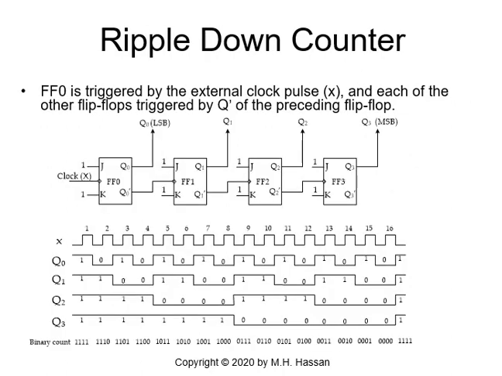However, the ripple down counter is the same thing with one change. The first flip-flop FF0 will be triggered by the input clock pulse X. The second flip-flop, FF1, will be triggered by Q0 prime, FF2 will be triggered by Q1 prime, and FF3 will be triggered by Q2 prime. So this is the only difference here.